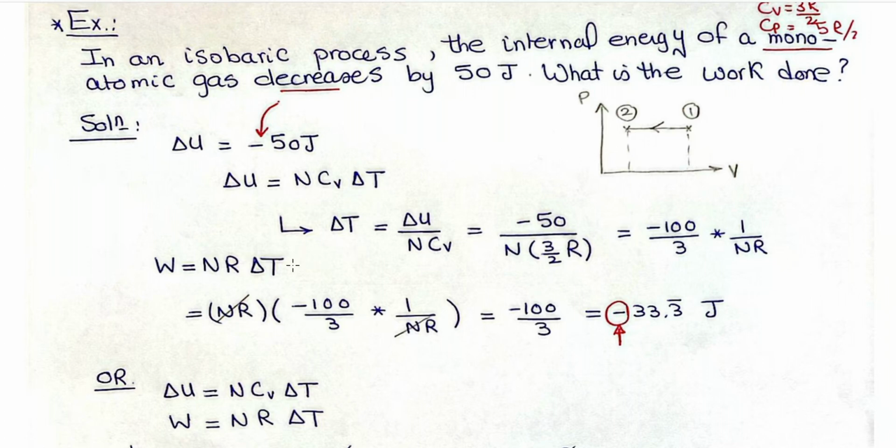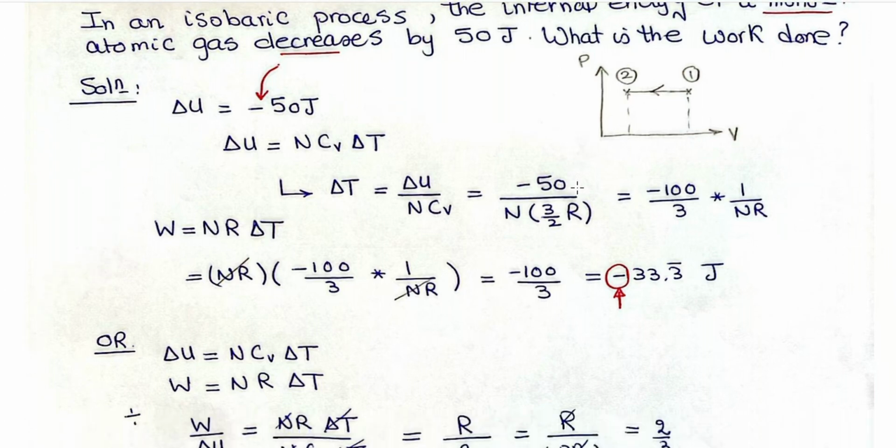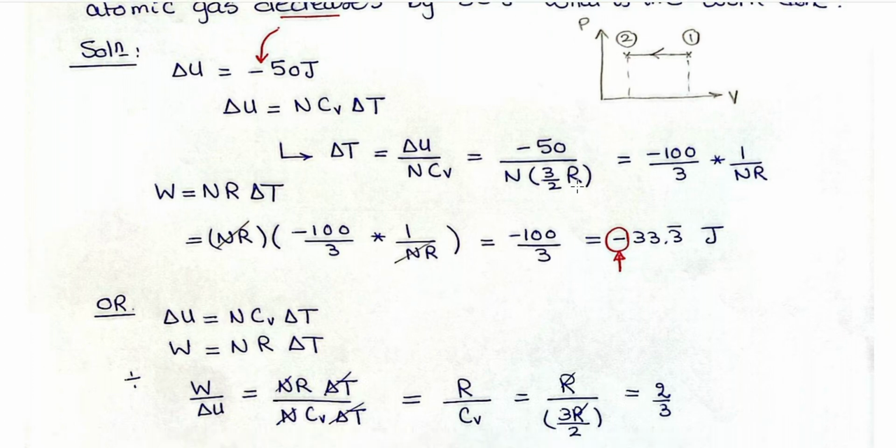The work done is negative, and this is correct because the point 1 is decreasing in volume. This is problem number 1. Or you can solve it in another way.